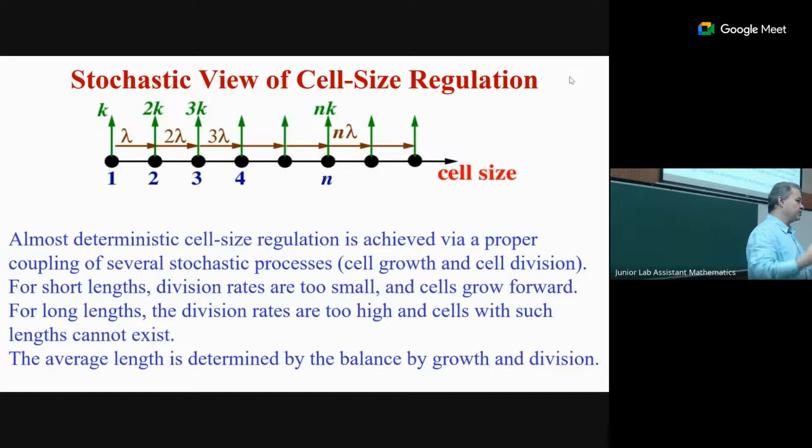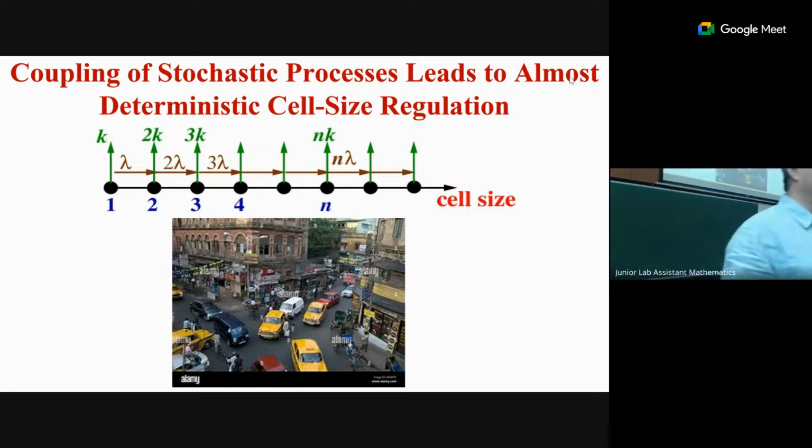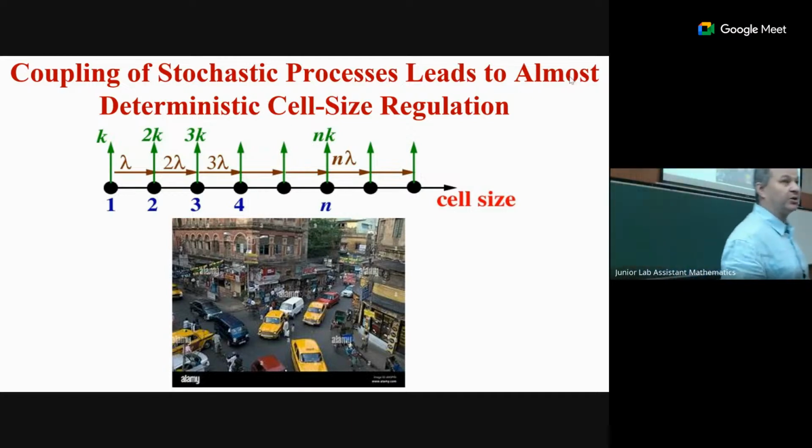So stochastic processes, despite being random, if you couple them properly, they can effectively cancel the noise. Yes, and the average length is determined by the balance of growth and division. This is essentially the better illustration of what I told you. Roads in India, right? Intersection. Despite everything looking chaotic, traffic flows, right? Eventually, traffic flows and so on.